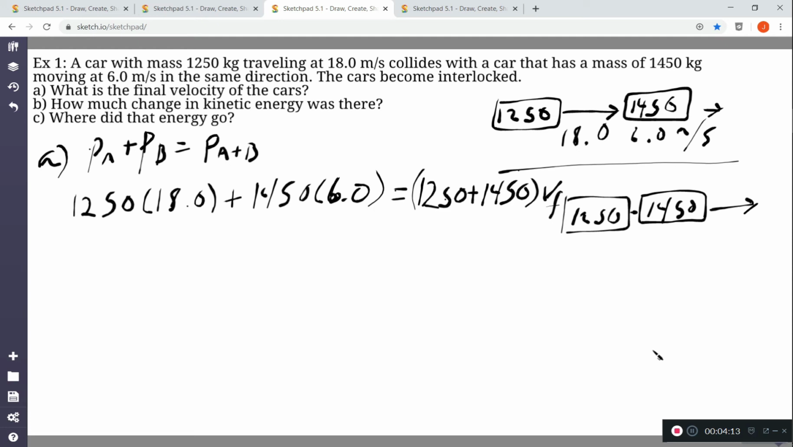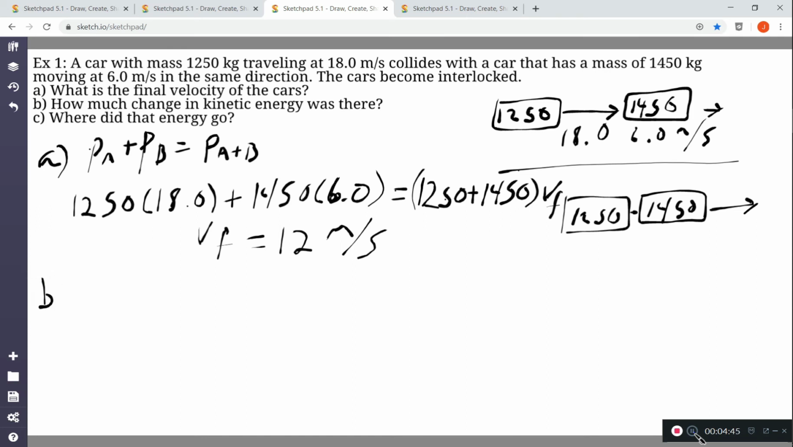Now, algebraically, we just solve for V final, and we will get, let's see, two sig figs, because 6.0 meters per second would be 12 meters per second. So let's briefly see if that makes sense. We had 18 meters per second and 6 meters per second, so we imagine the final velocity would be somewhere in between there. We could check it by looking at the kinetic energies, but we're going to do that in part B.